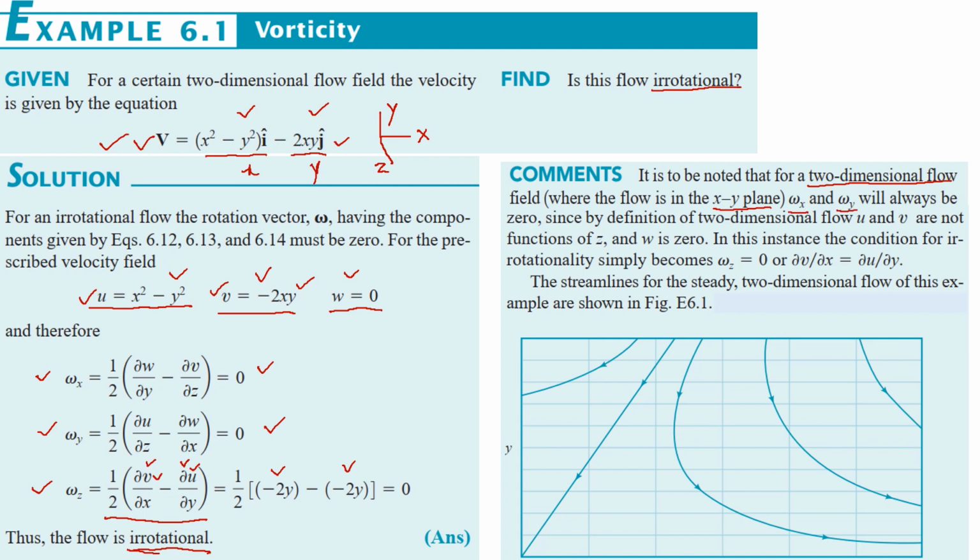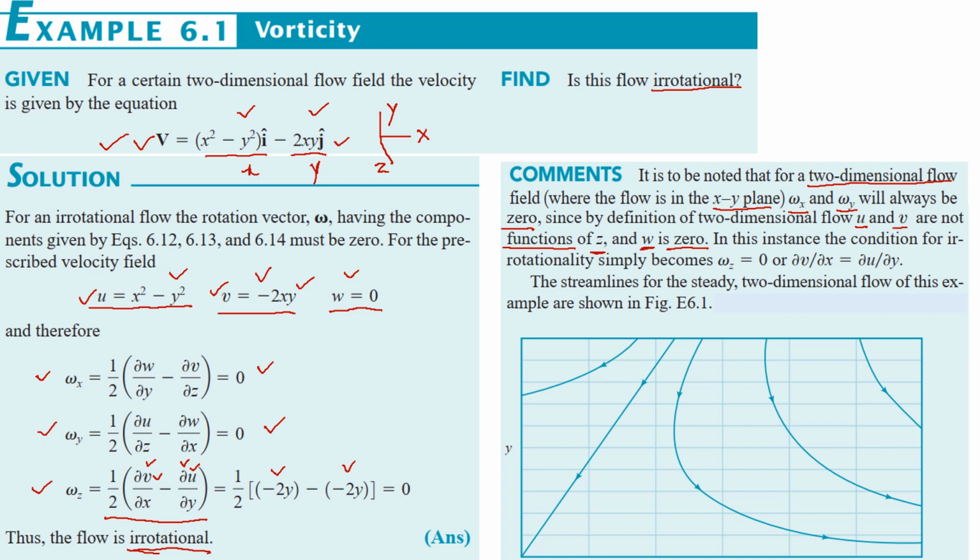Omega x and omega y will always be 0, since by the definition of two-dimensional flow, u and v are not functions of z. That's what we also discussed in the previous lecture, and what we already said at the start of the lecture, and w is 0. So here the velocity components, u and v, are not functions of z.